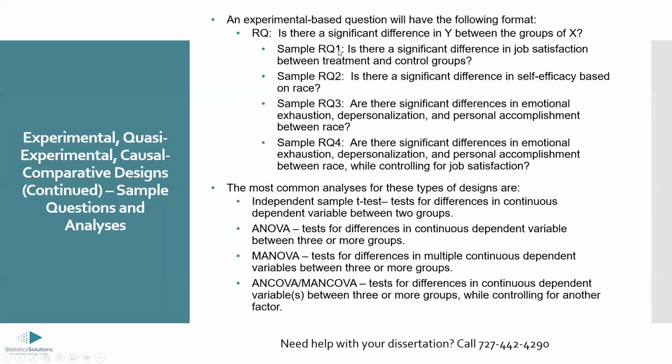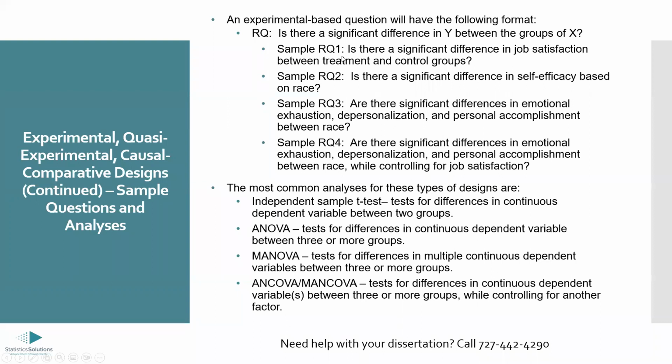So question 1 up here, is there a significant difference in job satisfaction between treatment and control groups? You could use an independent sample t-test for this, because you have job satisfaction, which is potentially a continuous variable if you're using a Likert scale survey. And then treatment and control, you only have 2 groups of comparison. So that would be an independent sample t-test.